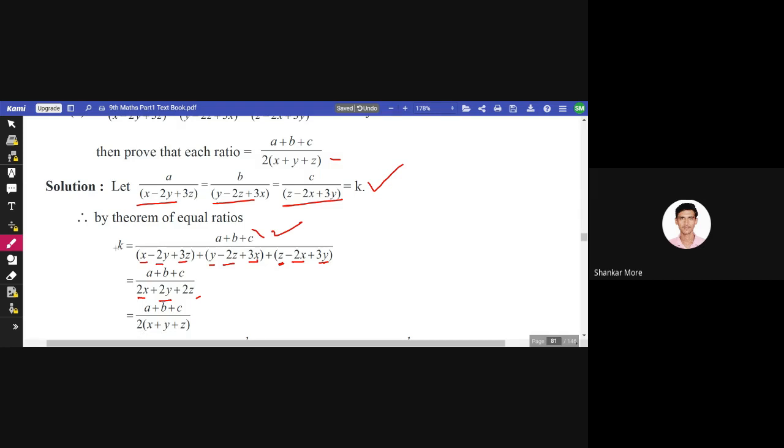Okay, so k की वैल्यू जो है वो ये आई, right? This is equals to k, so we can write it like k is equals to a plus b plus c divided by 2 into x plus y plus z. So k की वैल्यू अगर ये है, and again k is equals to all of these ratios, मतलब this equals to k, this equals to k, this equals to k, and k is equals to this, that means we have proved whatever we have been asked in the question.